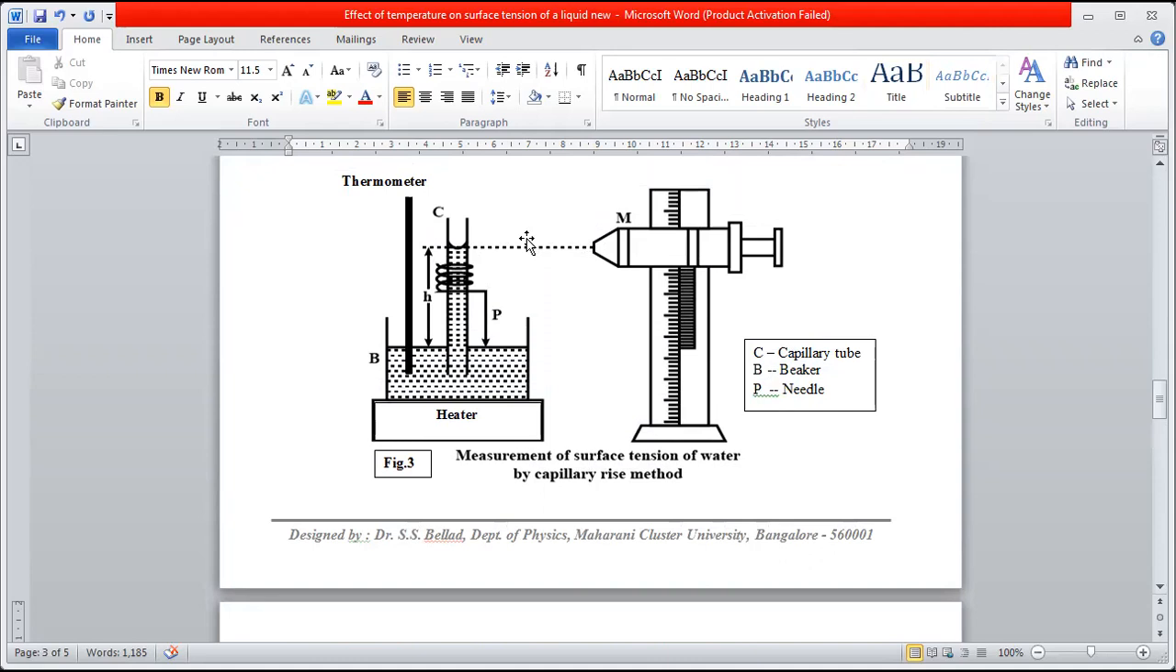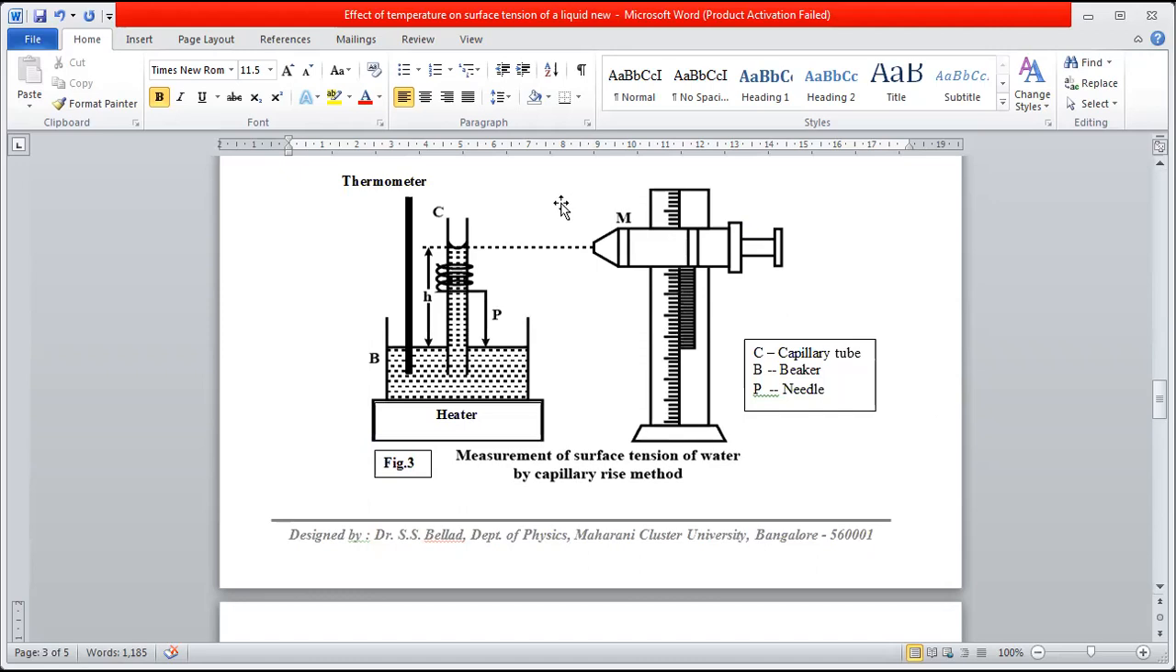So focus the horizontal cross wire to the bottom of this meniscus and note down the reading, like MSR, CVD, into the least count of the traveling microscope, and get the reading. So that is the one reading.